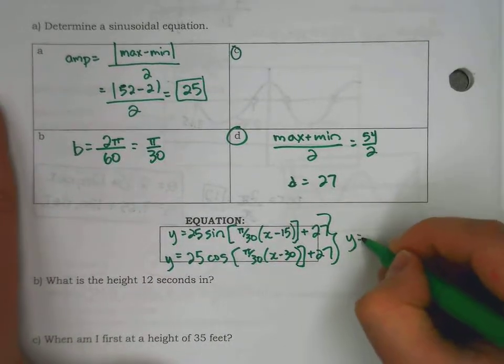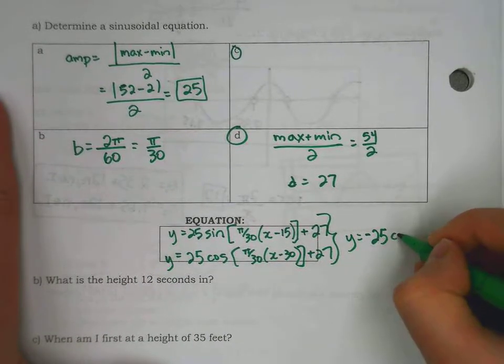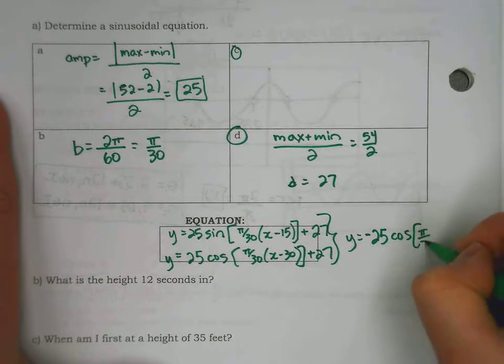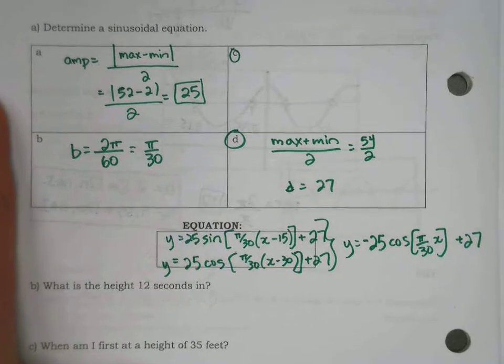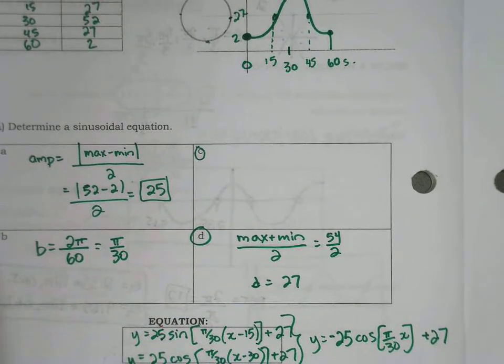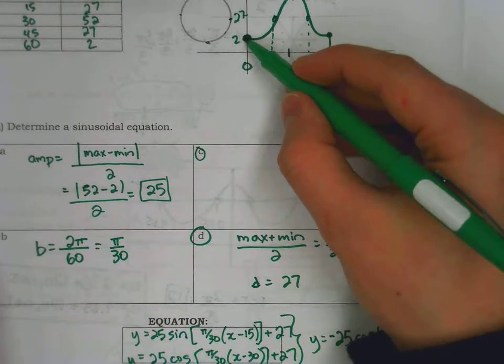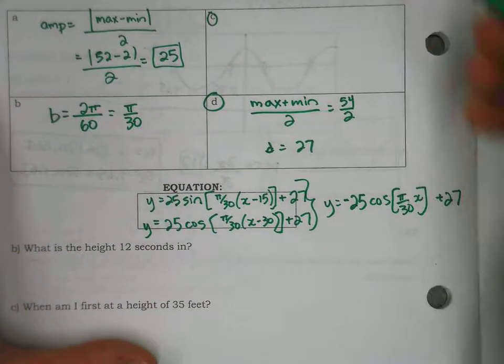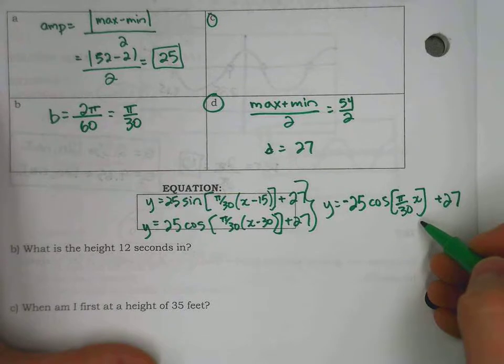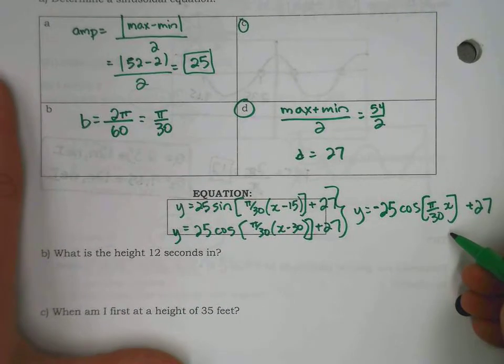But to be honest, neither of those are probably the one that I would have selected. I would have said negative 25 cos of pi over 30 x with no shift, but flipped upside down because we're starting at a minimum. So because we're starting at a minimum, I can say there's no shift, we're just flipped upside down. This means there's a little less danger in putting stuff into our calculator and making mistakes.